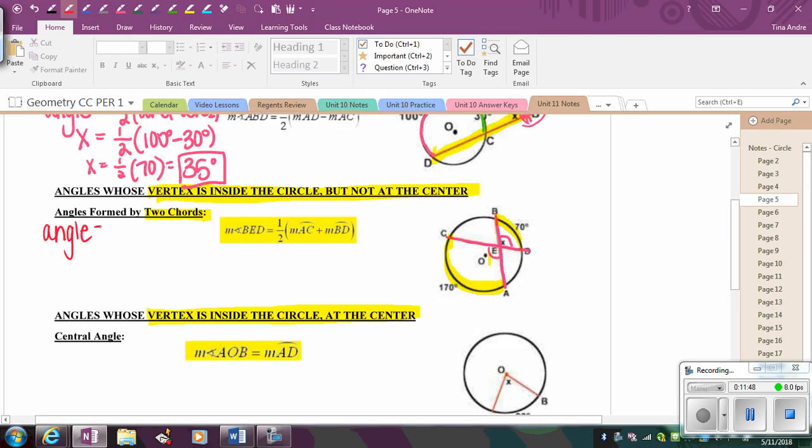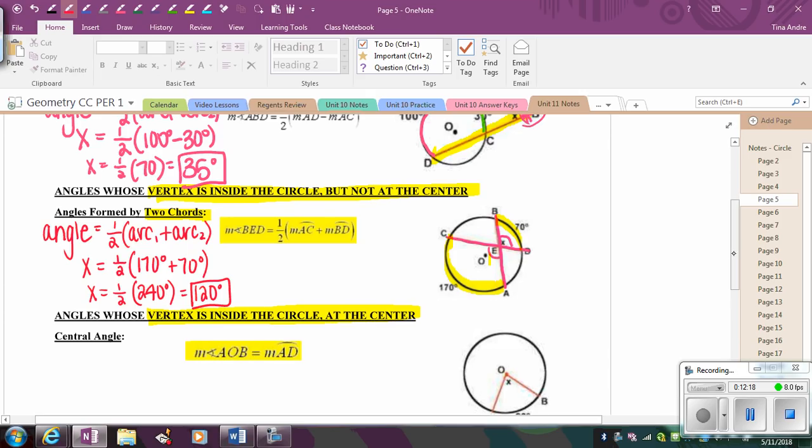The angle is going to be equal to 1/2 the sum of the two arcs. And when you add the two arcs, it's not going to matter how you add them because you're just adding. So in this case, X will be equal to 1/2 of 170 plus 70. So X is going to be equal to 1/2 of 240, which will give me 120. So each of those vertical angles has to equal 120.